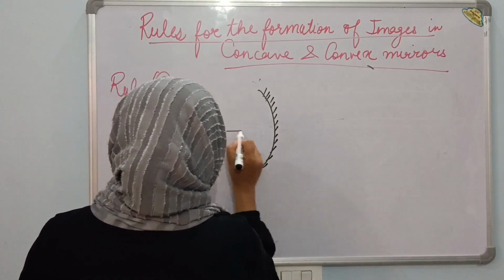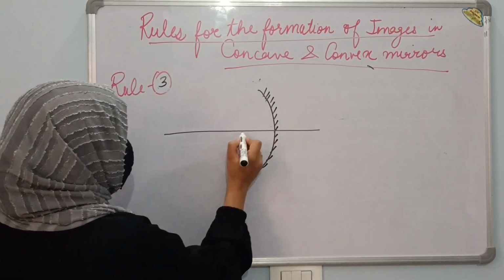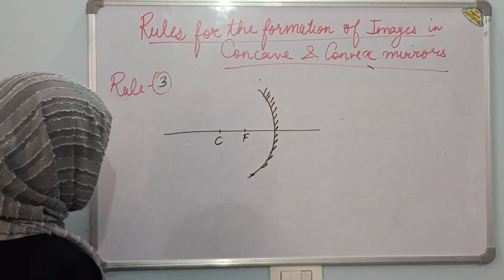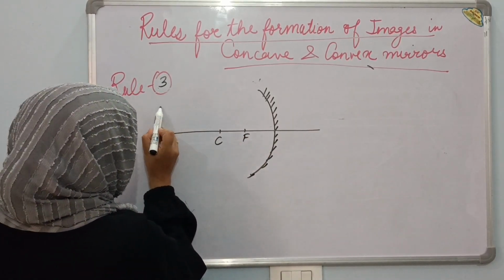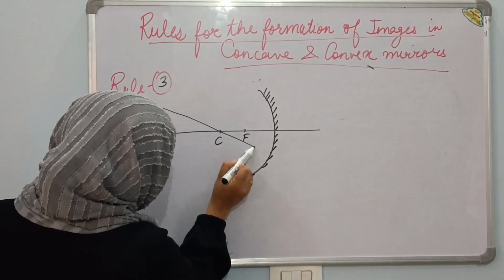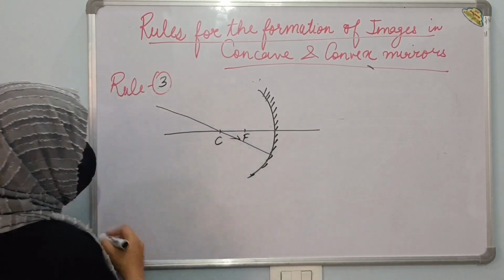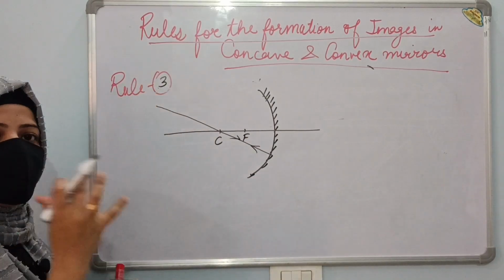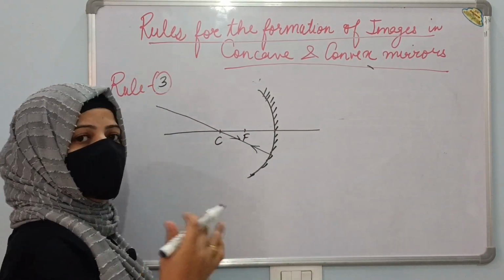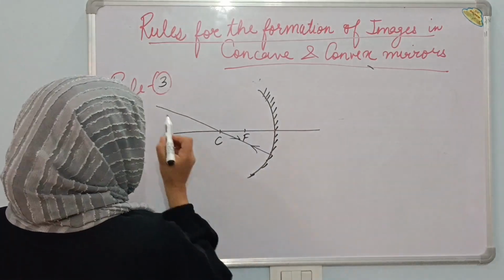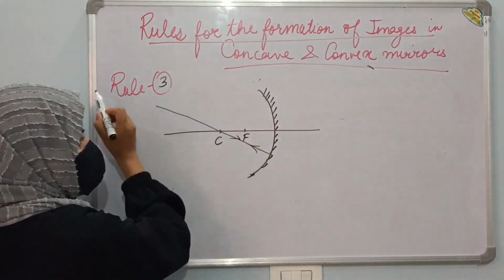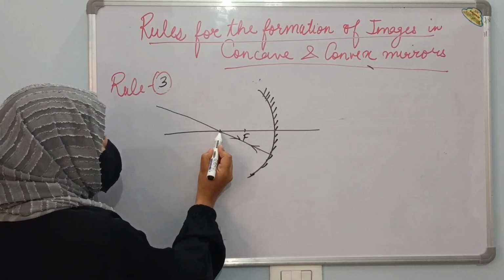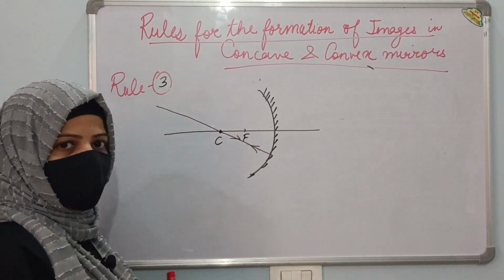So this is our concave mirror, this is our principal axis. We'll locate the focus, center of curvature. Now, any ray of light passing through center of curvature will reflect back on its own path, or you can say it will retrace its path. मतलब जिस रास्ते से आया था उसी रास्ते में वापस हो जाएगा. कब? If it is striking directly, it's exactly crossing the center of curvature.